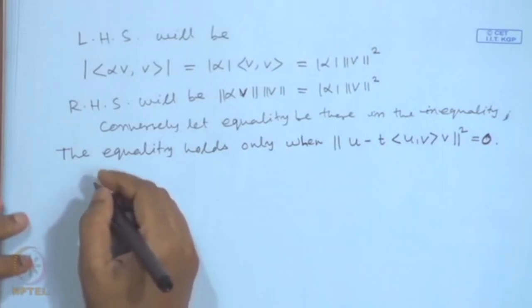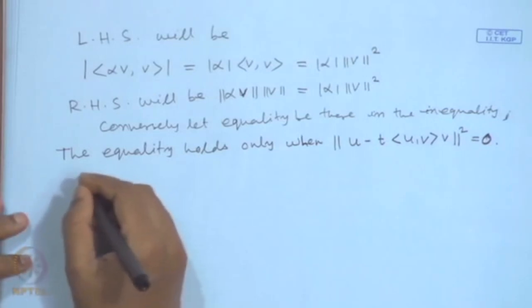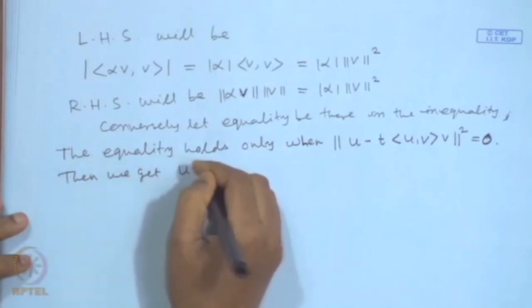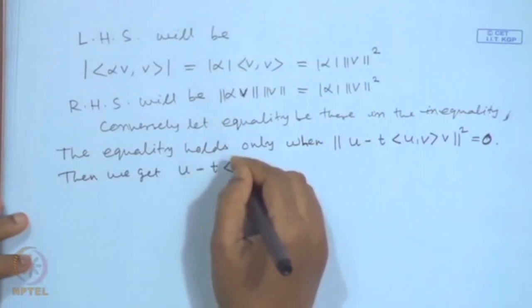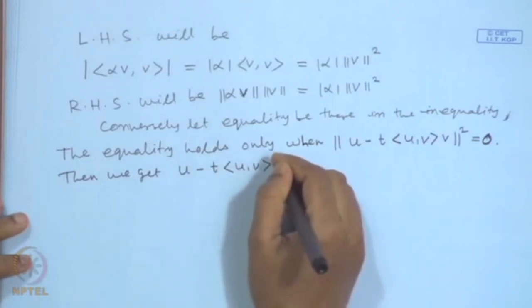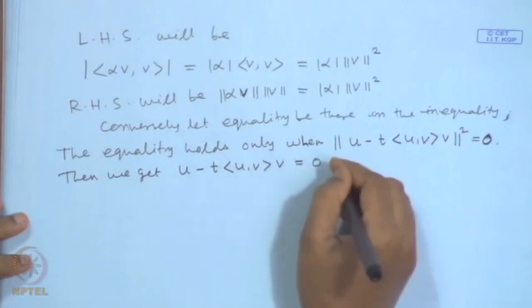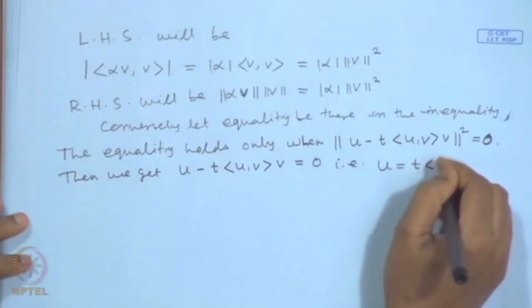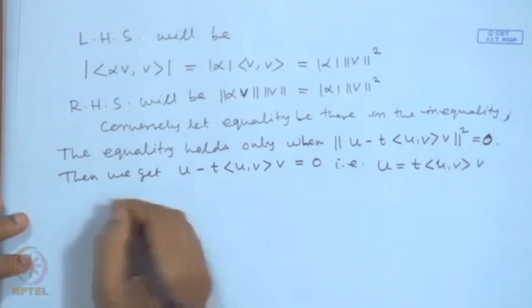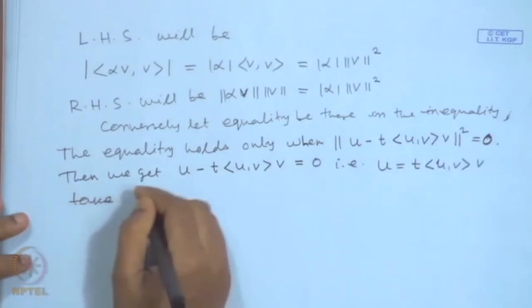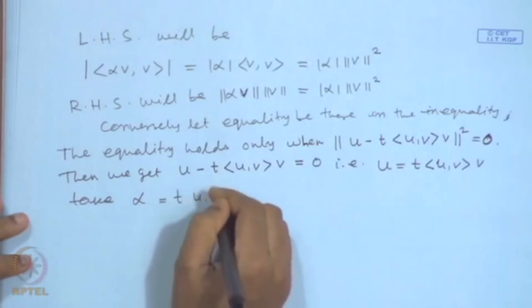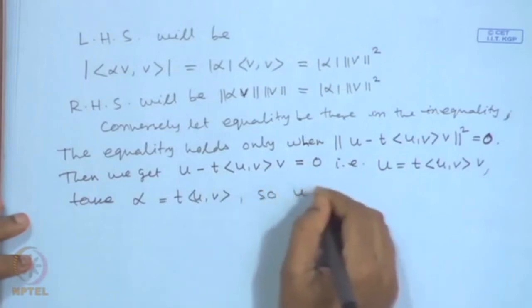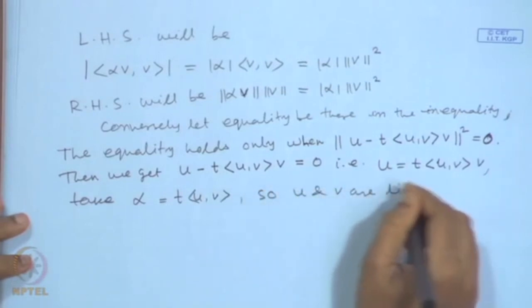So, this is true if then we get this u minus t times this inner product u, v into v is equal to 0, that is u is equal to t inner product of u, v times v. So, take alpha as t times inner product u, v. So, u and v are linearly dependent.